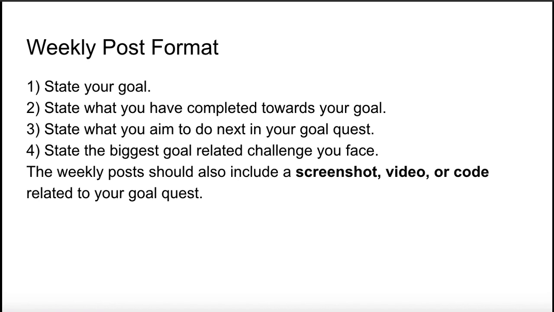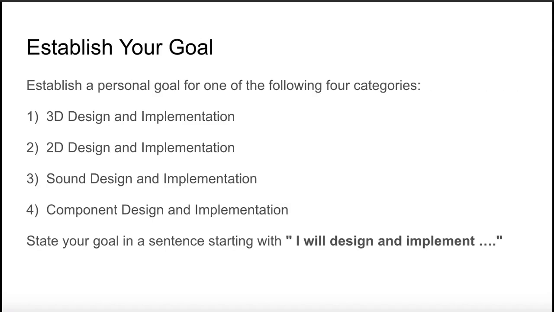Okay, so let me walk you through an example weekly post, going the whole way back to the process of establishing a goal. Let us consider this example. I am going to consider an example using the category of 3D design and implementation. 3D design means I would have to design and thereby make some type of 3D asset. Implementation means I need to code and get the asset into the actual game.